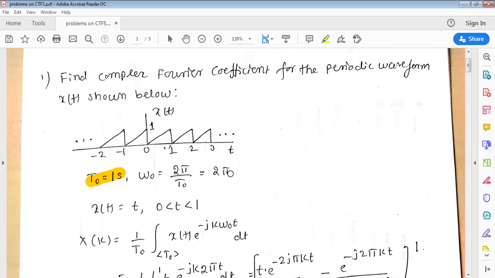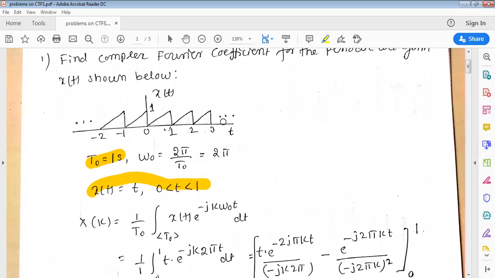Now, what is the definition of x of t? X of t is equal to 0 at t equal to 0 and 1 at t equal to 1. Therefore, x of t is equal to t between the limits 0 to 1. Agree? One period you have to consider. What is the one period here? It is 1 second. Therefore, write the definition of x of t only for one complete period, because it repeats for other periods, we don't need to write the definition.